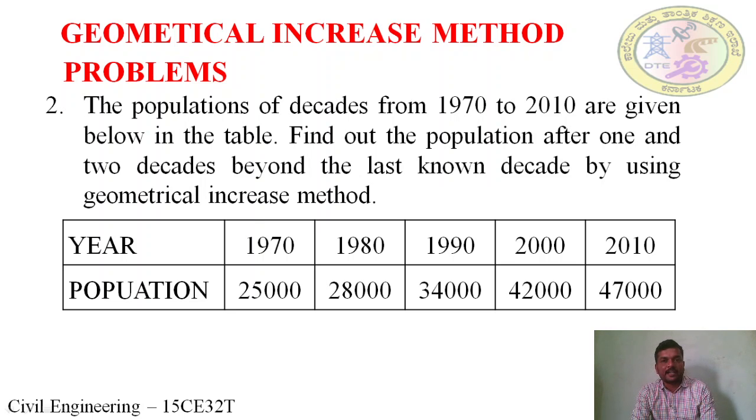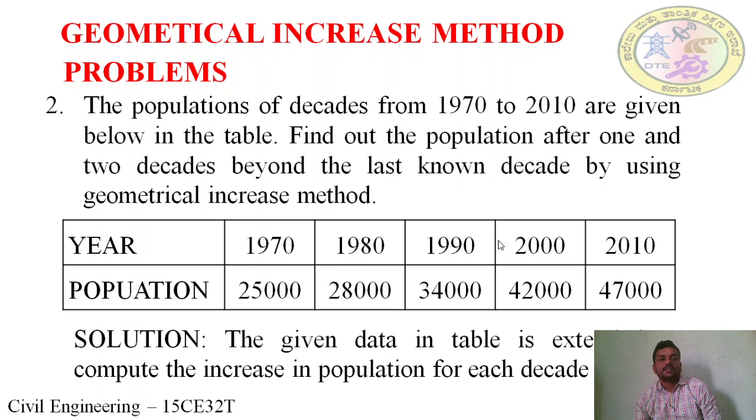For better understanding, let us solve another problem on geometrical increase method. The populations of decades from 1970 to 2010 are given below in the table. Find out the population after 1 and 2 decades beyond the last known decade by using geometrical increase method. Here the populations from 1970 to 2010 are given. We need to find out the population for 2020 and the population of the year 2030.